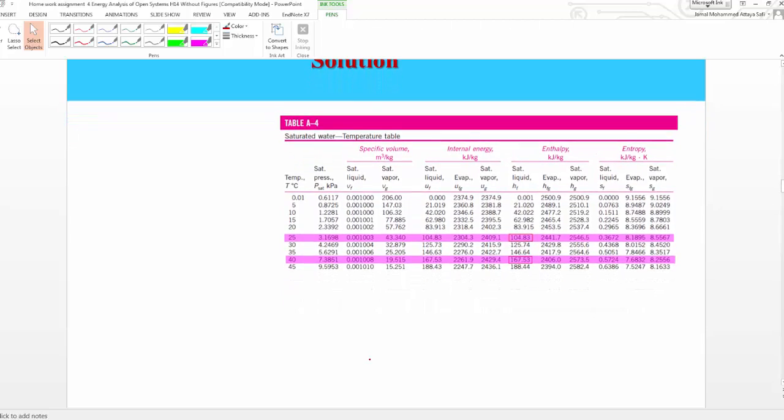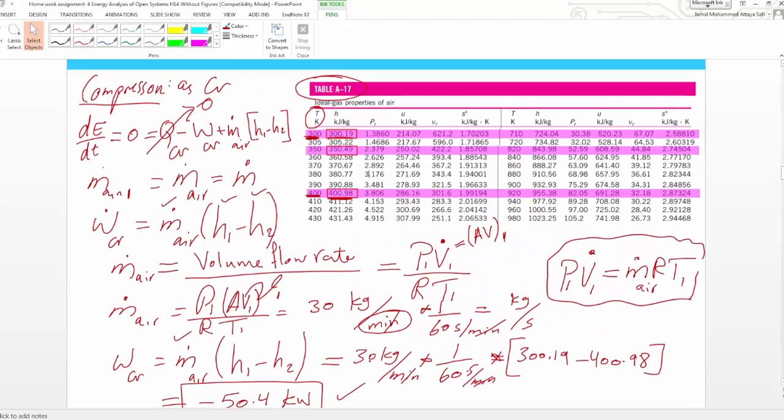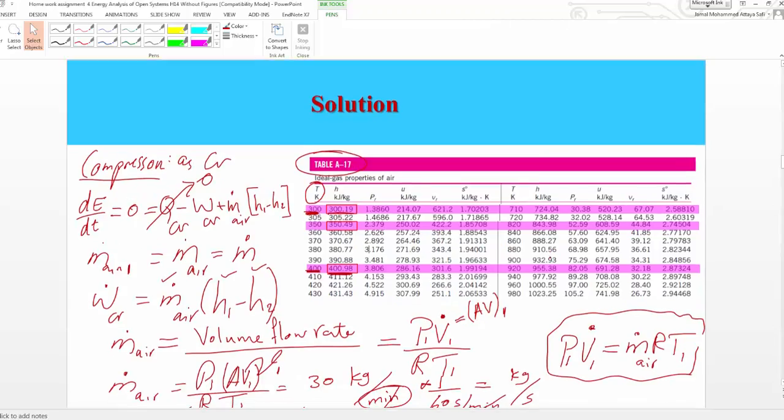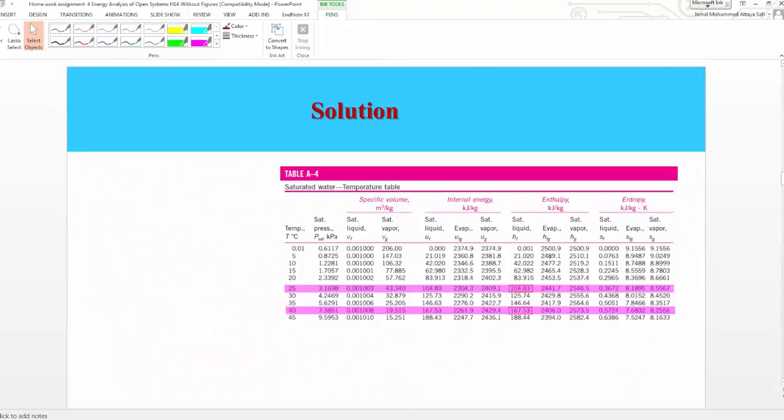Now for the heat exchanger, remember, the air is coming in here with state 2, and state 3 is also fully defined. Then he asked about the mass flow rate of the water, how much cooling water in kilograms per second I need to actually cool the air from 127 to 77. That's another way to look at it.